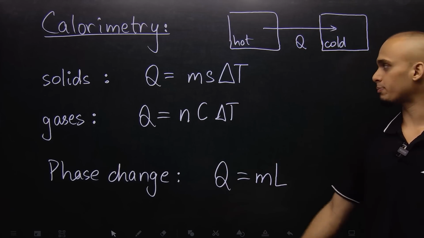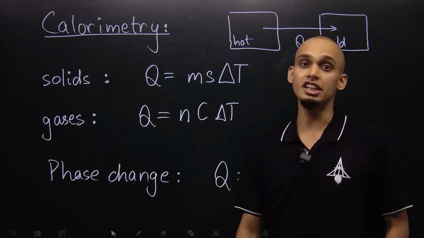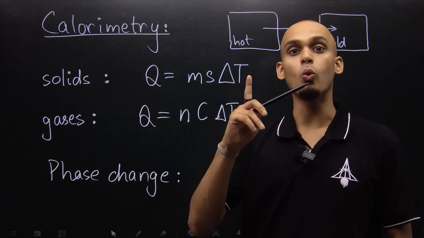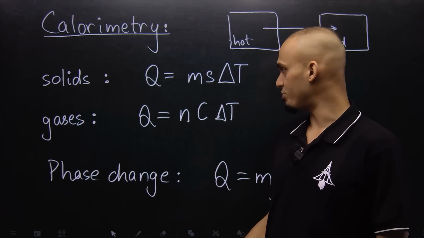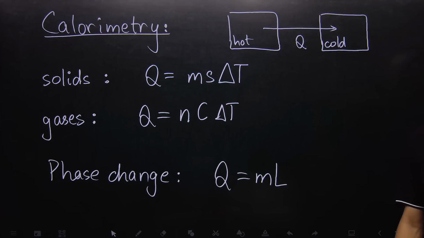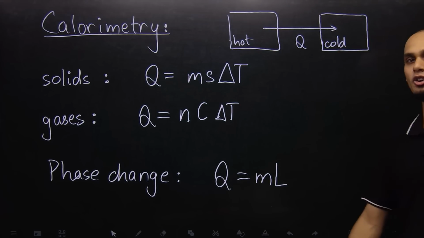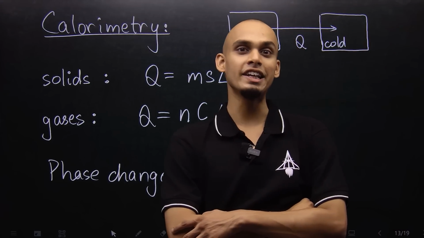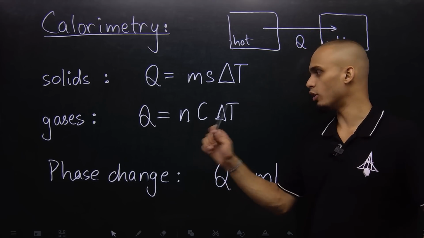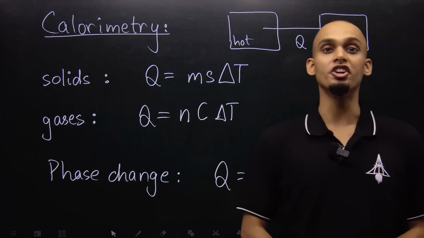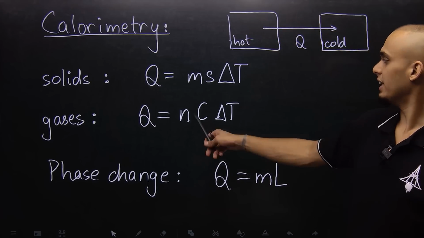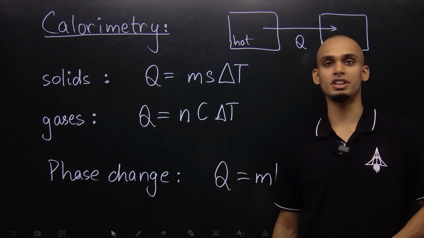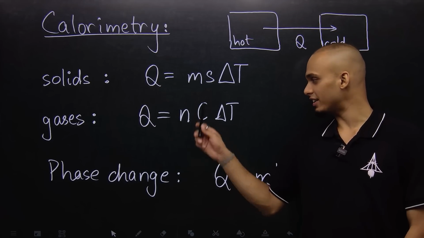For solids, the specific heat is the heat required to raise the temperature of 1 unit mass of any object by some temperature delta T. For gases, we cannot measure the mass of gases accurately. So instead, we use the number of moles to note the quantity of gas, and specific heat is defined in terms of molar specific heat. That's the only difference. Everything else is the same.